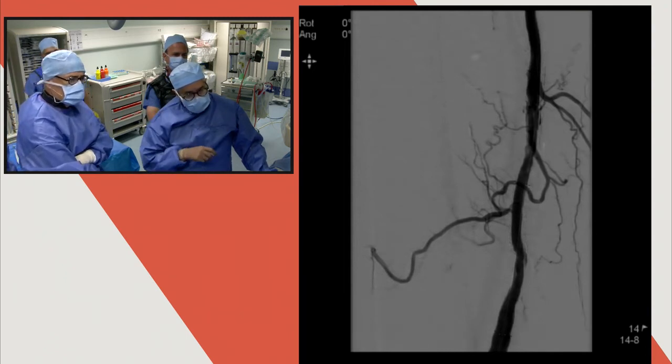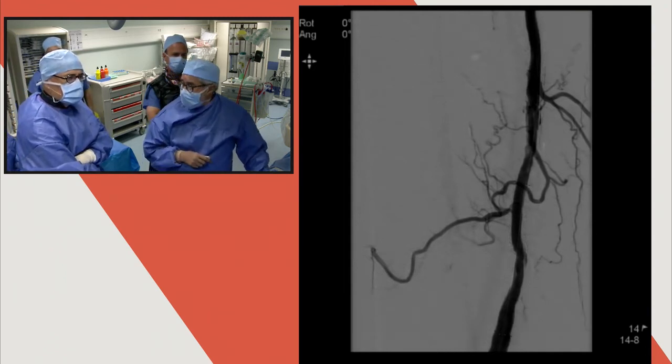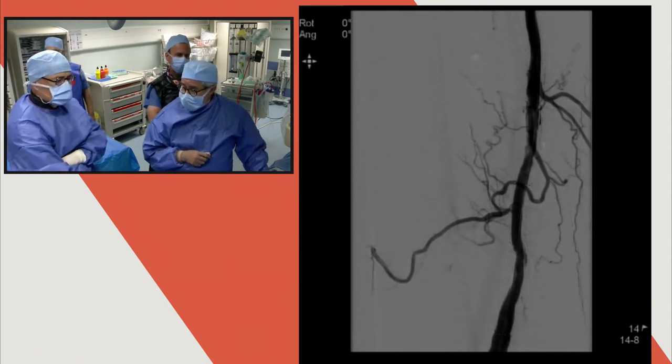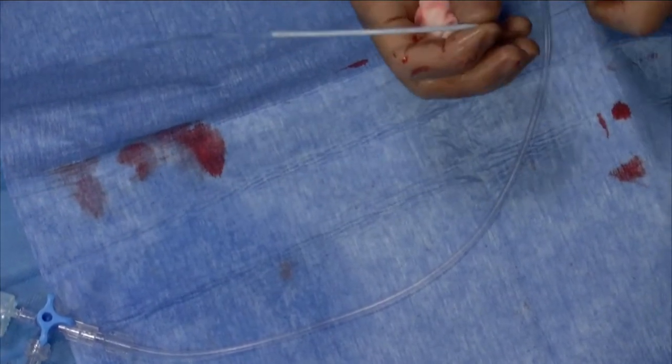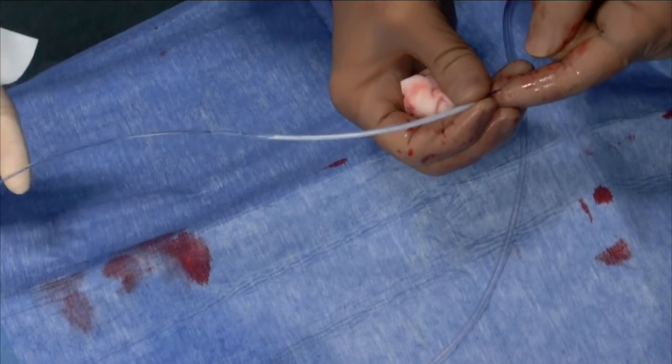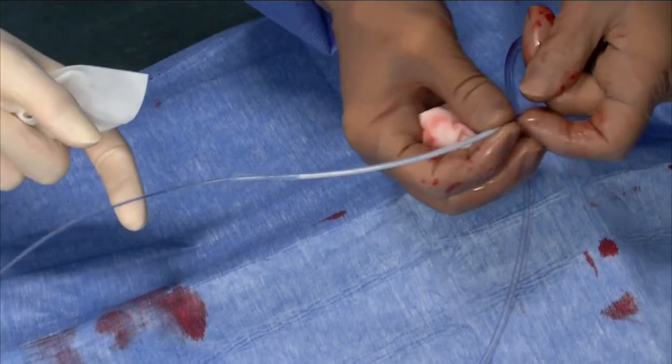We have a 60 or 100 centimeter Ranger balloon. Then let's take the 100. So we take the 100. Yeah, 6 by 100. So we have taken a 100 centimeter Ranger balloon, drug-coated balloon.